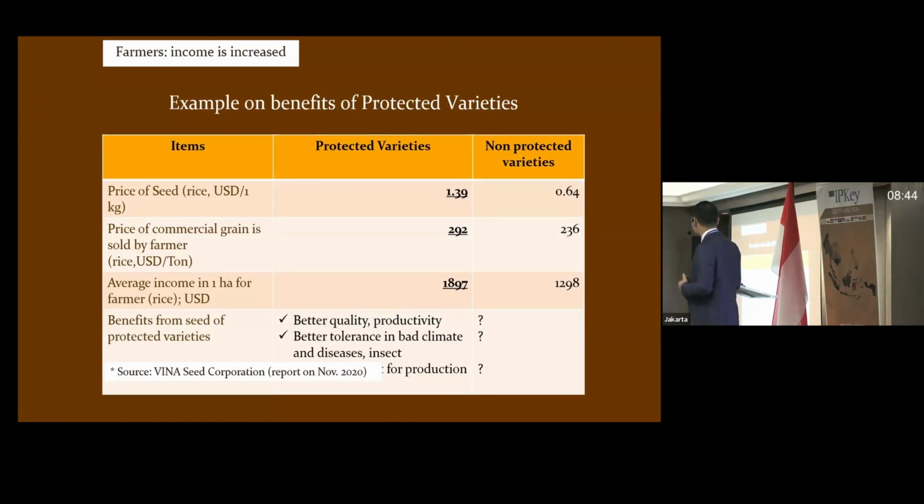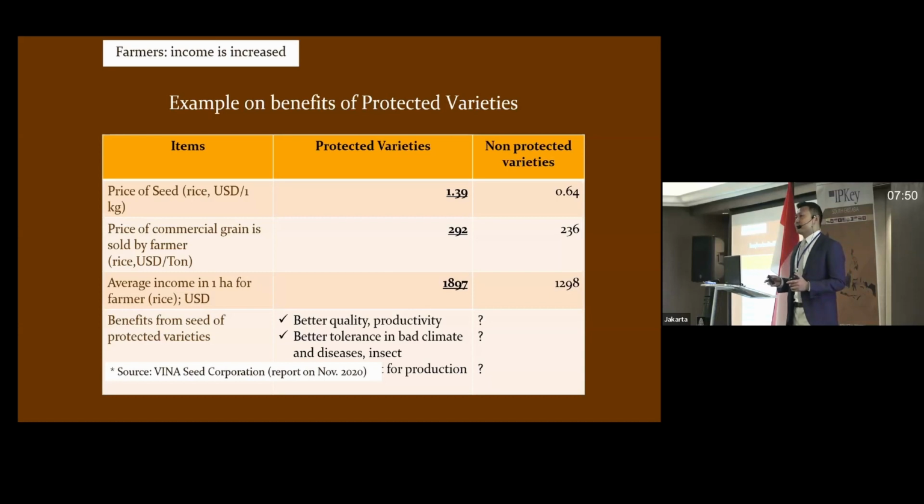It came from Vietnam, where one of the country's seed companies provided information on the price of seeds of protected varieties and non-protected varieties. You can see a slightly higher price for protected varieties, but you can see the income of the farmer is much more, and they expect so much more income by using protected varieties. It's because of the better quality and productivity of the new protected plant varieties.